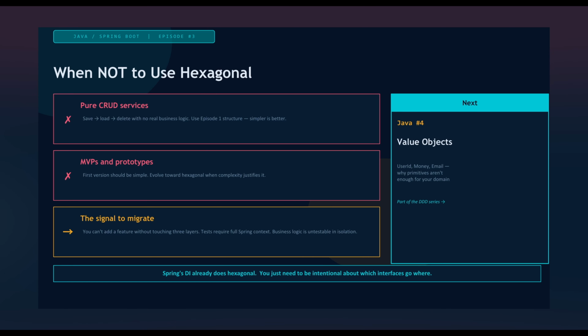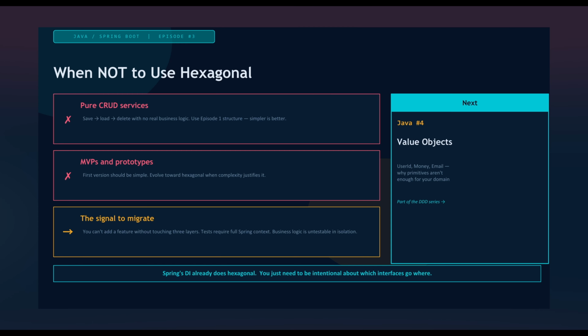One honest section: when this is overkill. Don't use hexagonal architecture for pure CRUD services. If your entire service is save, load, delete with no real business logic, separate entities and ports are boilerplate with zero benefit. Use episode 1's simpler structure for MVPs and prototypes. The first version of anything should be as simple as possible. Evolve toward hexagonal when complexity justifies it.